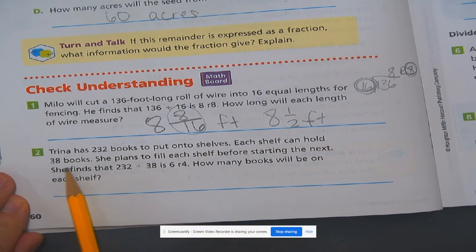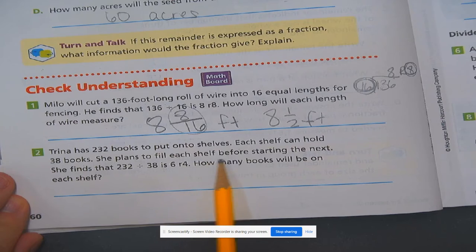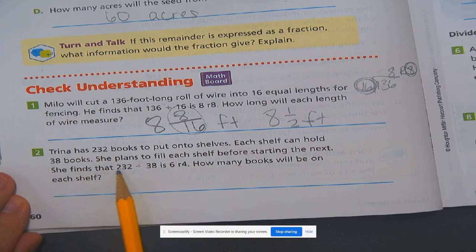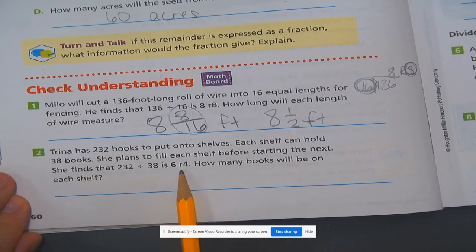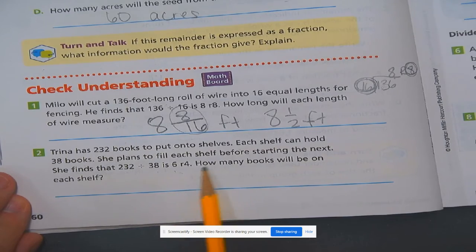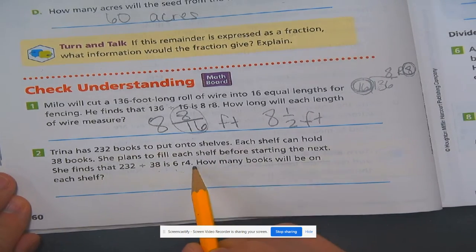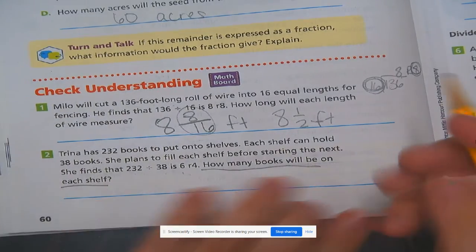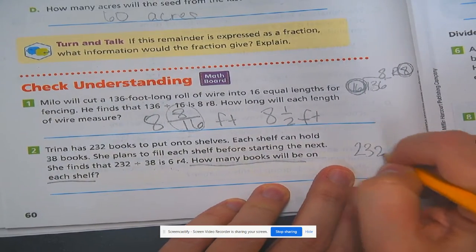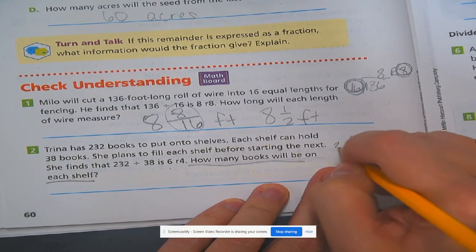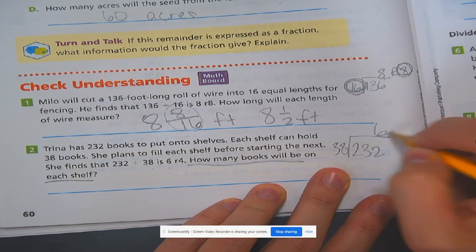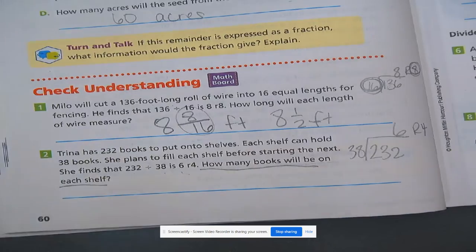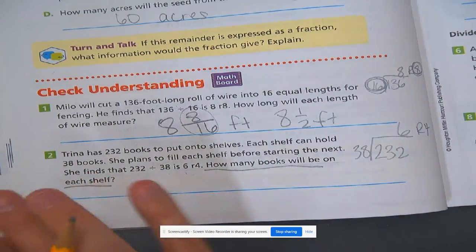Katrina has 200 books to put onto shelves. Each shelf can hold 38 books. She plans to fill each shelf before starting the next. She finds that 232 divided by 38 is 6, remainder 4. How many books will be on each shelf? Okay, they already did the problem for you. 232 divided by 38, we found is 6, remainder 4. Okay, so now we need to go back and interpret that remainder.